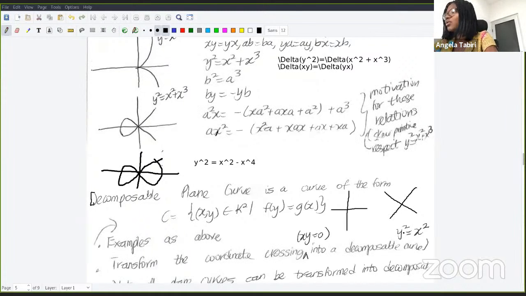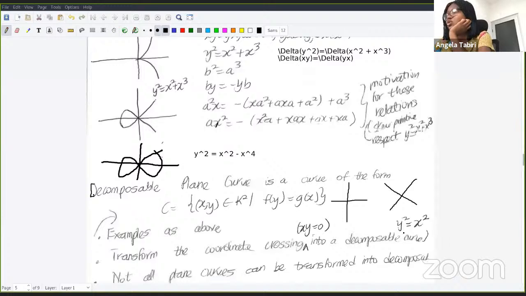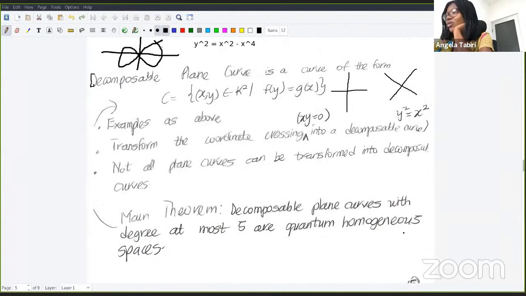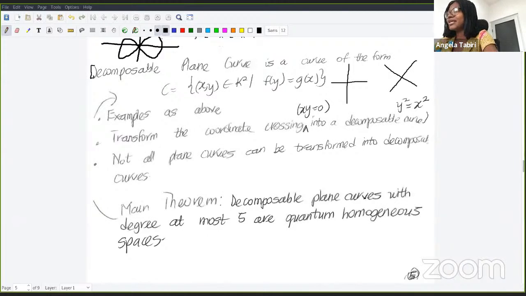So this theory worked and we decided to develop it more, to prove that some class of plane curves are quantum homogeneous spaces. Our main theorem for today is that decomposable plane curves of degree at most 5 are quantum homogeneous spaces. And we wanted to prove this in general.